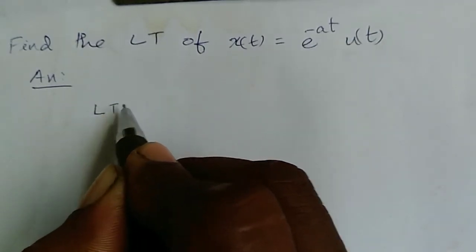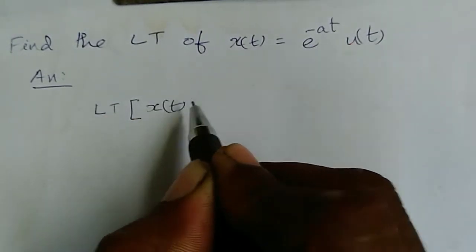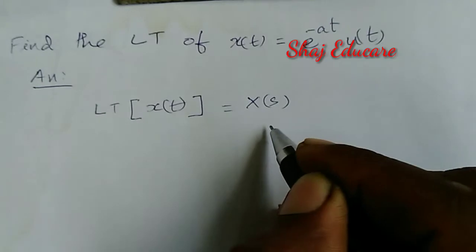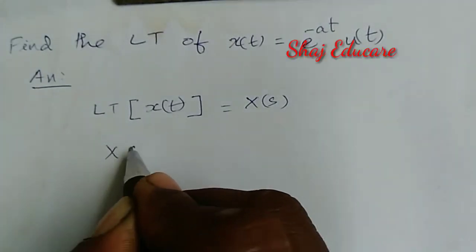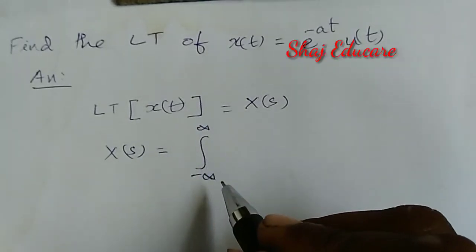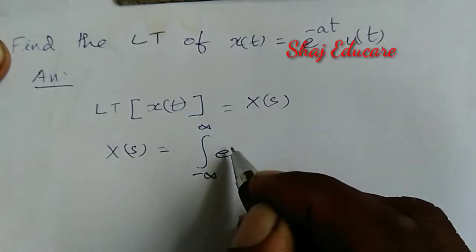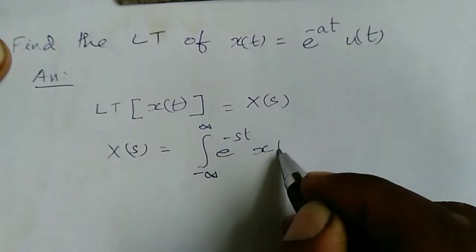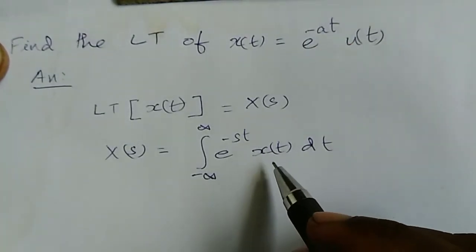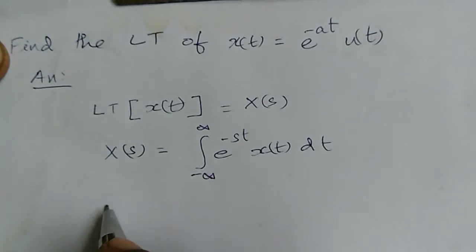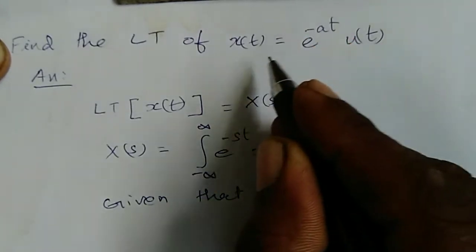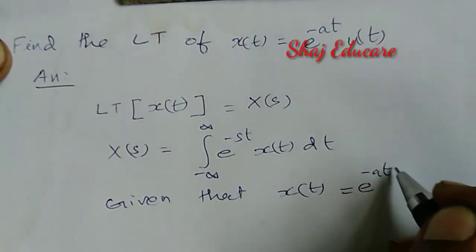We know that the Laplace transform of any continuous time signal x of t, denoted by capital X of s, is mathematically defined by the equation integral from minus infinity to plus infinity of e raised to minus st x of t dt. This is the basic equation for Laplace transform. But here it is given that x of t is equal to e raised to minus at u of t.